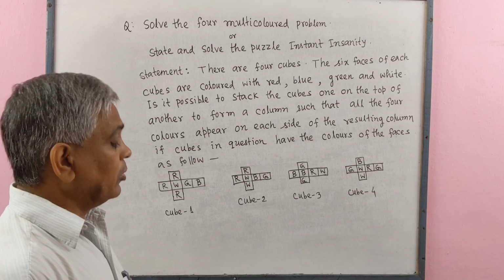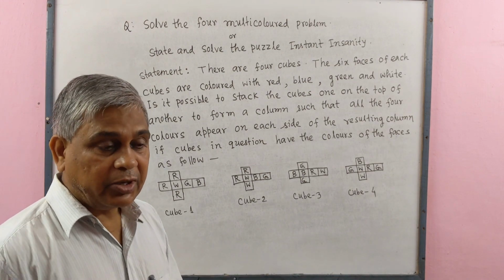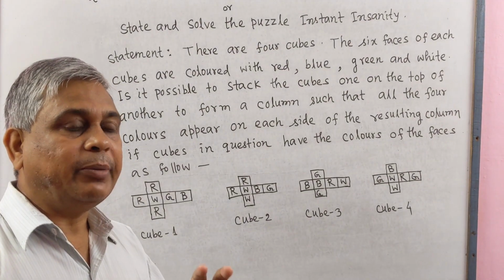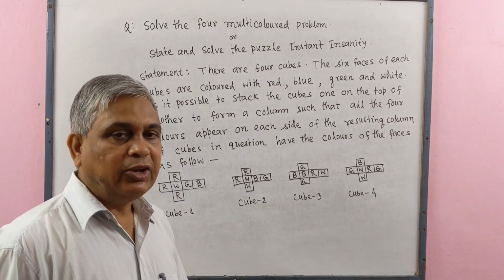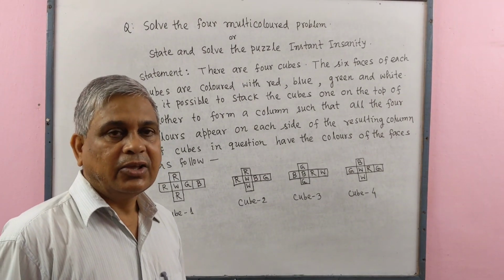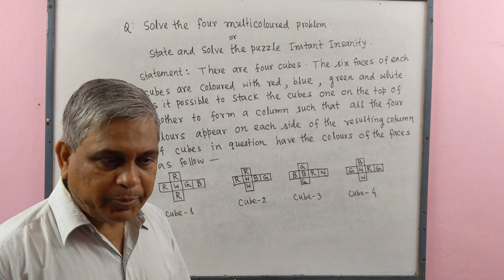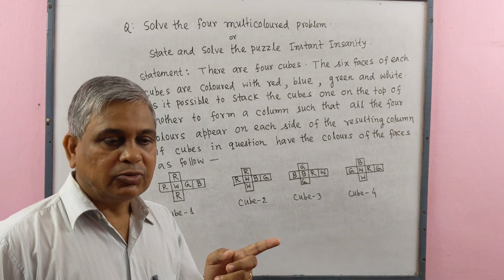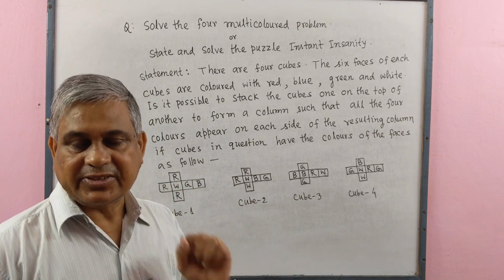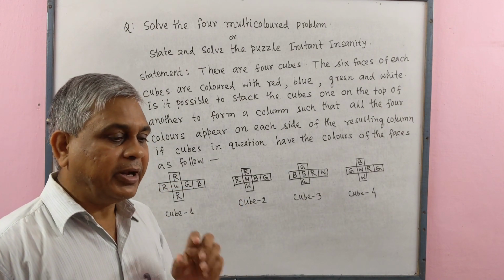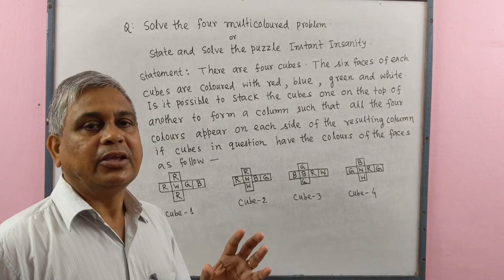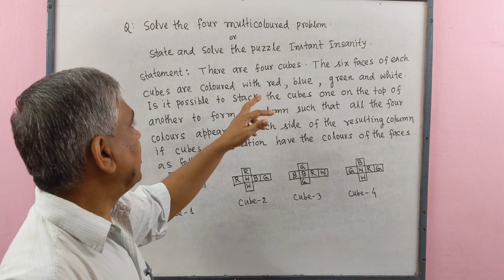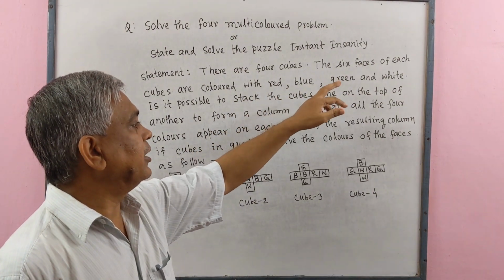Here the problem is that we have four cubes and also we have four colors. In four cubes we have to count the number of faces. In one cube we have 6 faces, so in 4 cubes 24 faces. But faces will be colored by only 4 colors: red, blue, green and white.